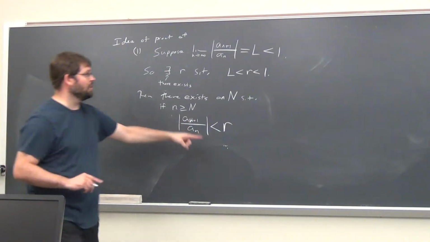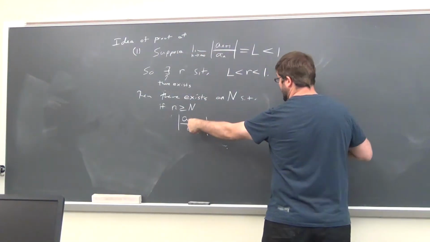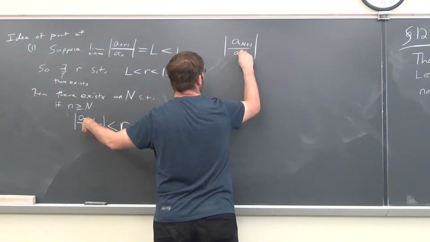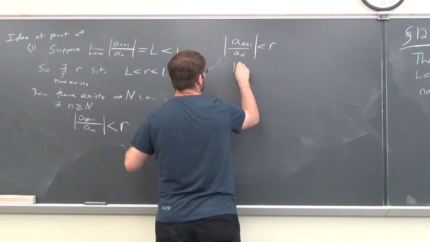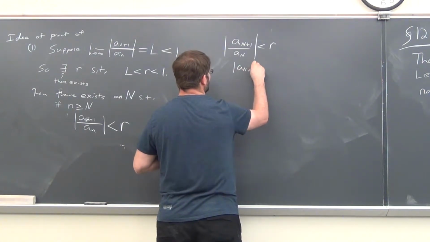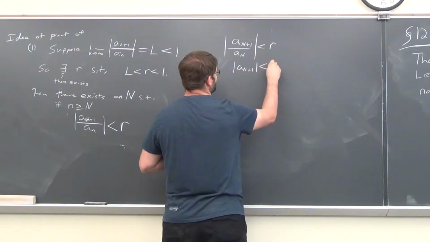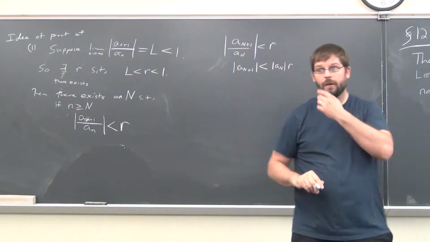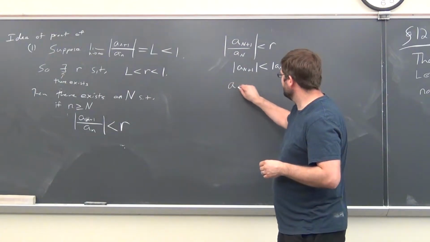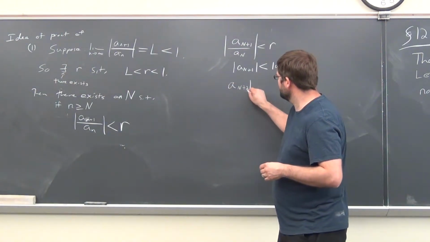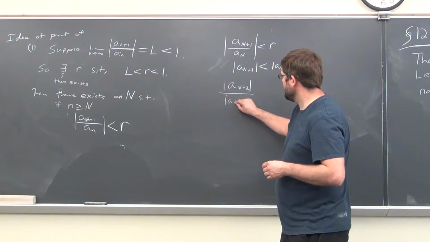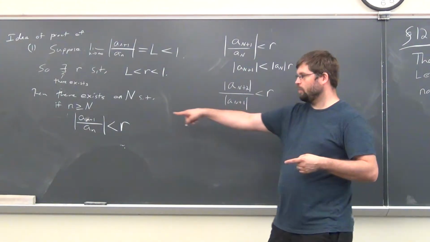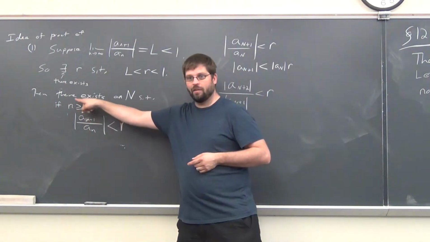And so here's what that really looks like. So when little n is capital N, we get this. So what's true? A sub n plus 1 is less than a sub n times little r, right? And then you apply it again, a sub n plus 2 over a sub n plus 1, that's just your next term, is less than r as well by this statement. It's true for every n bigger than there.